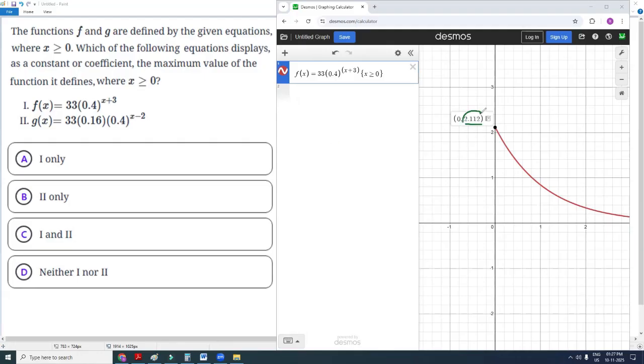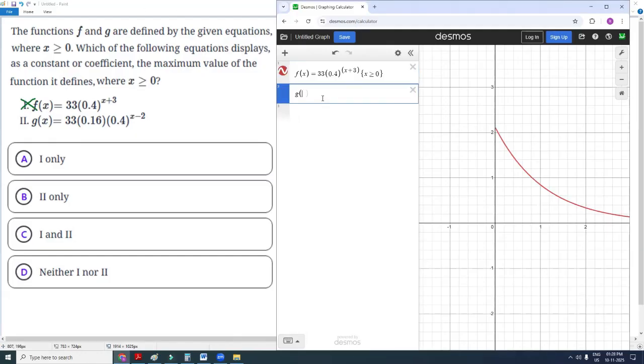Now we have to check whether this value is displayed as a constant or coefficient over here. No, it is not. So the first function f of x does not display its maximum value as a constant or coefficient. We can reject the first one. Okay, now let me take the second function as input.